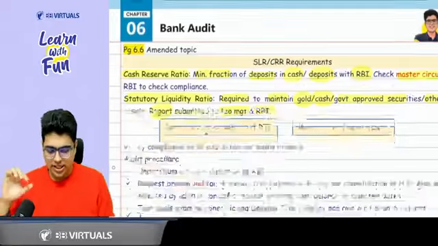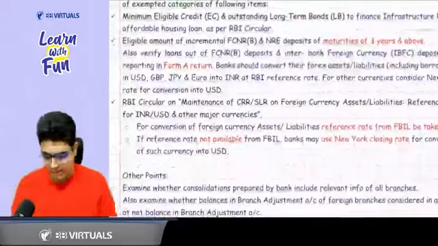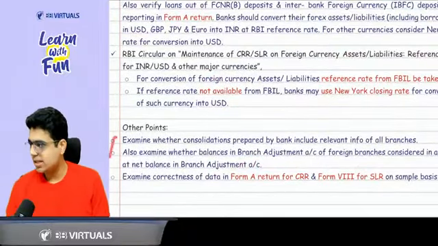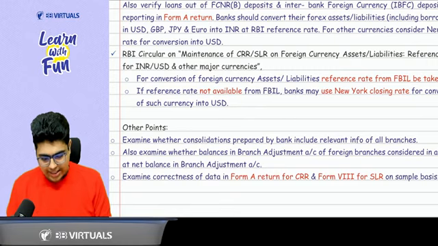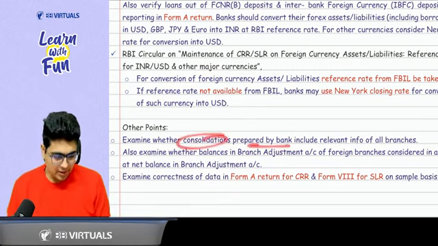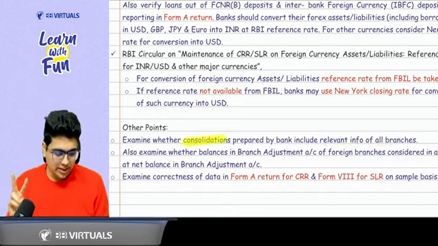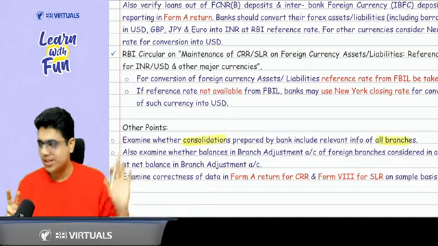Done, sir. So here your whole bank audit amendment is done. I think I have discussed everything very clearly with you. Lastly, just remember these three other points. Sir, what? Examine whether the consolidations prepared by the bank include the relevant information of all branches. So just remember that the consolidation should include all branches. These 2 points are enough.